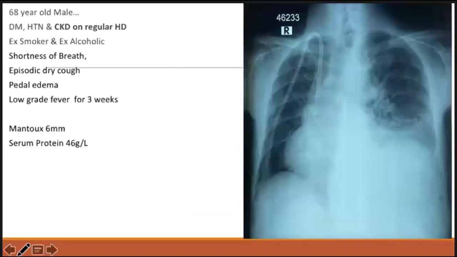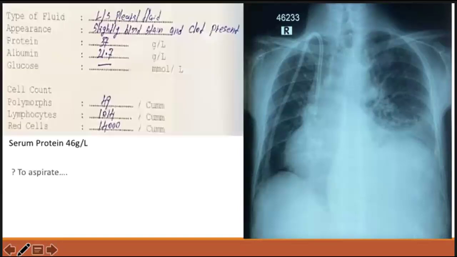ADA is 1.8. Second patient: hypertension, diabetes, and on regular hemodialysis. In this patient, low-grade fever for 3 weeks, so an alarm is ringing. MAN2 is 6. In CKD, the cutoff point for MAN2 is 5, but this is considered a positive MAN2 in a CKD patient. Serum protein is a bit high.